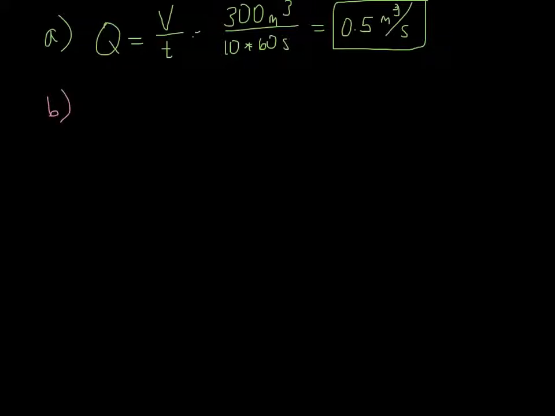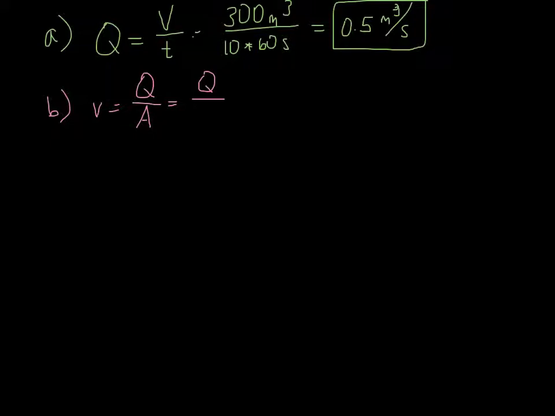For part B, if the heating duct is circular with a radius of 15 centimeters, what is the speed of the air in the duct? So taking the other equation for volume flow rate and rearranging for this time a lowercase v for speed, it is Q divided by the cross-sectional area.